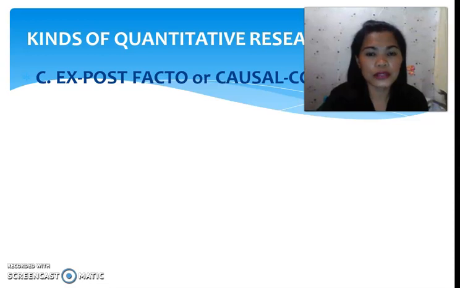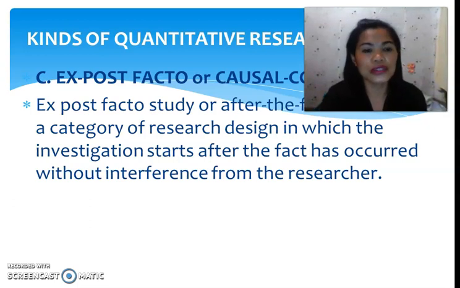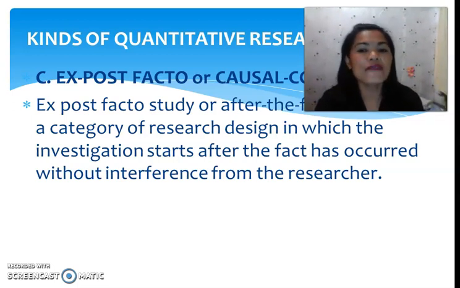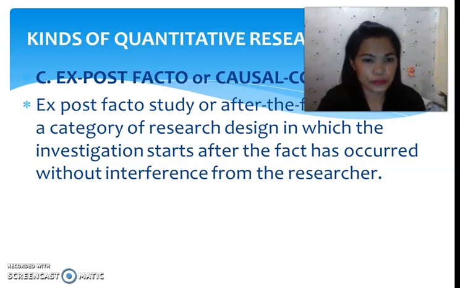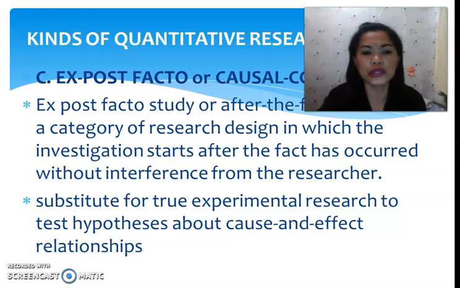Okay, then ex post facto or causal comparative. So ex post facto study or after the fact research is a category of research design in which the investigation starts after the fact has occurred without interference from the researcher. So I think it's already clear that the investigation starts after the fact has occurred, and the researcher will not do anything. Since this is also descriptive, right? There's no intervention. And it substitutes for true experimental research to test hypotheses about cause and effect relationship.